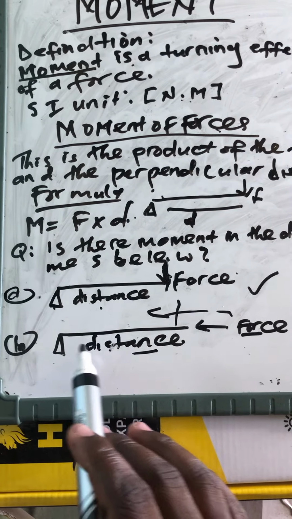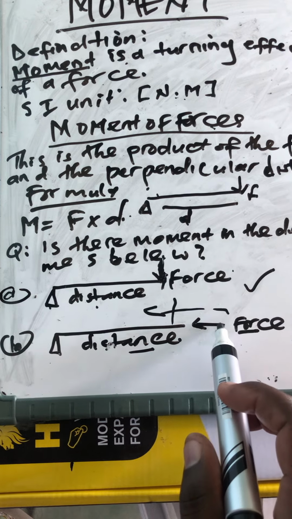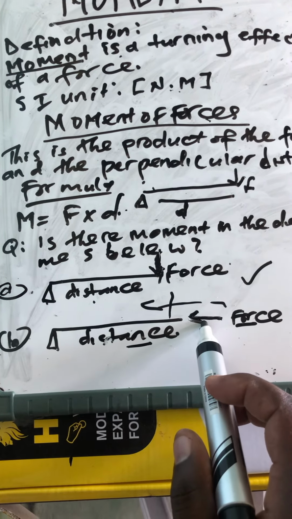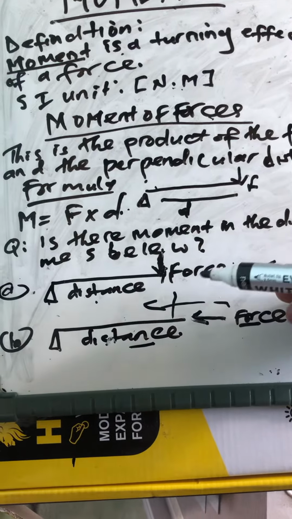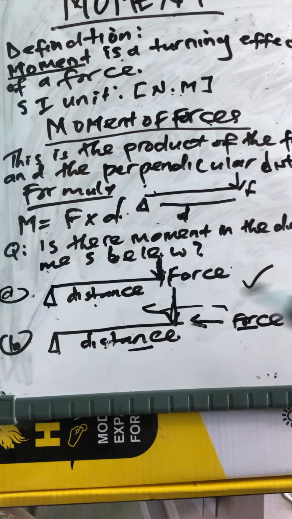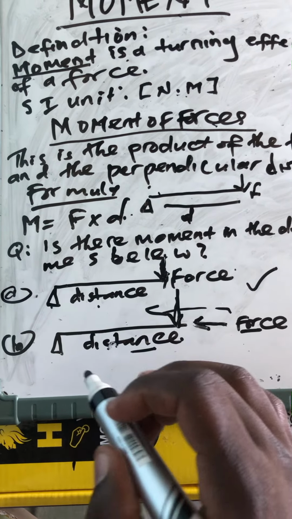Let's go to the next diagram. We have the pivot, we have the distance, but look at where the force is going. The force is going into this direction. In other words, this force is not at 90 degrees or it is not at perpendicular distance. So the moment is not going to be produced in the second diagram.